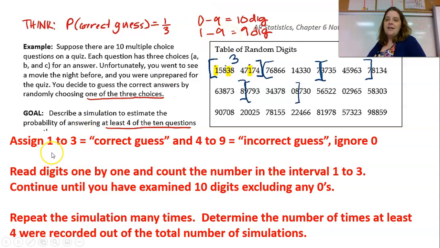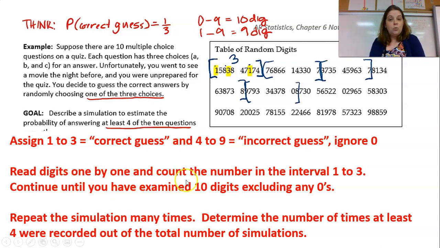All right, so I'm going to assign 1 to 3, that would be 1, 2, and 3, as correct guesses, and 4 to 9 as incorrect guesses, and I'm just going to flat out ignore the 0. Okay, so when I'm looking at there, 1 to 9 would be 9 digits. 3 of the 9 would give me that perfect 1/3, 30%. So it would simulate that probability appropriately.